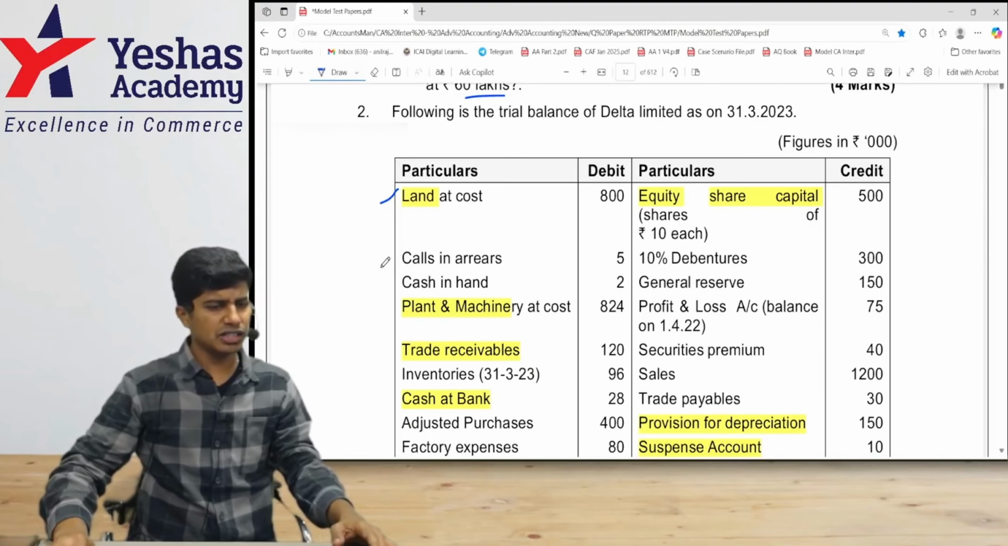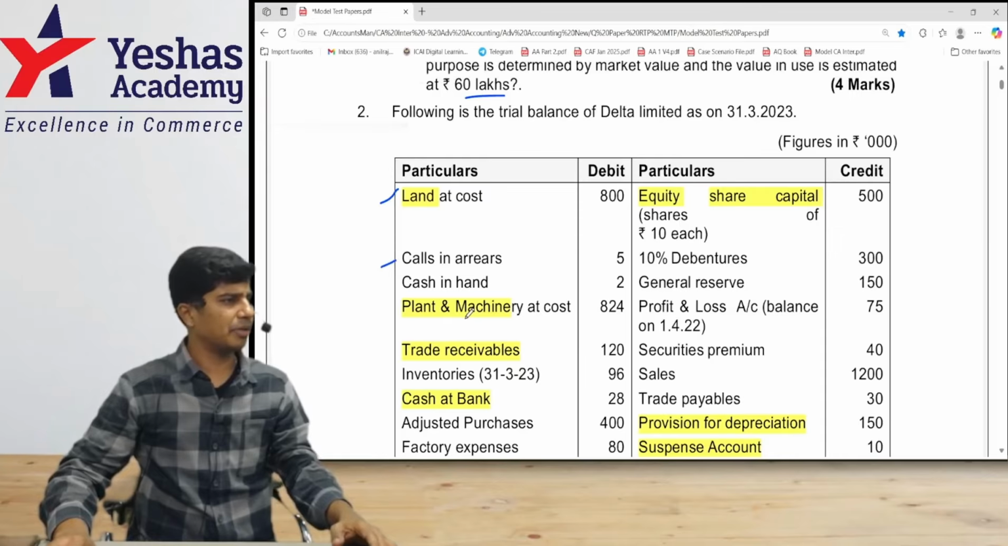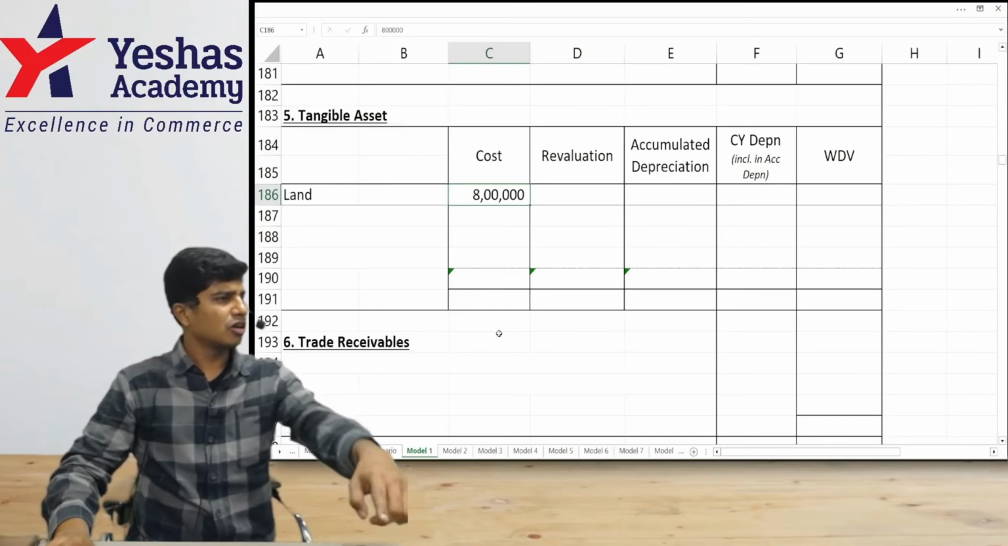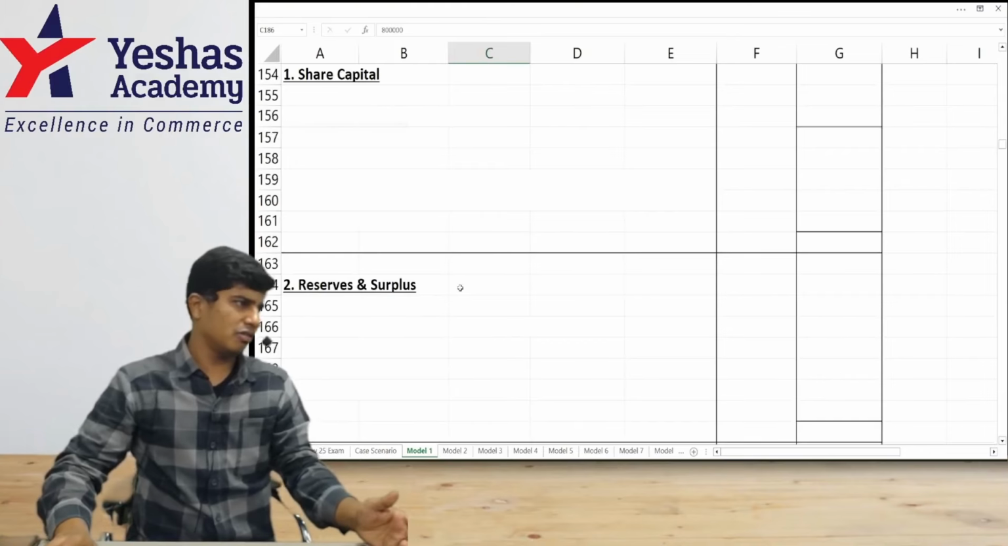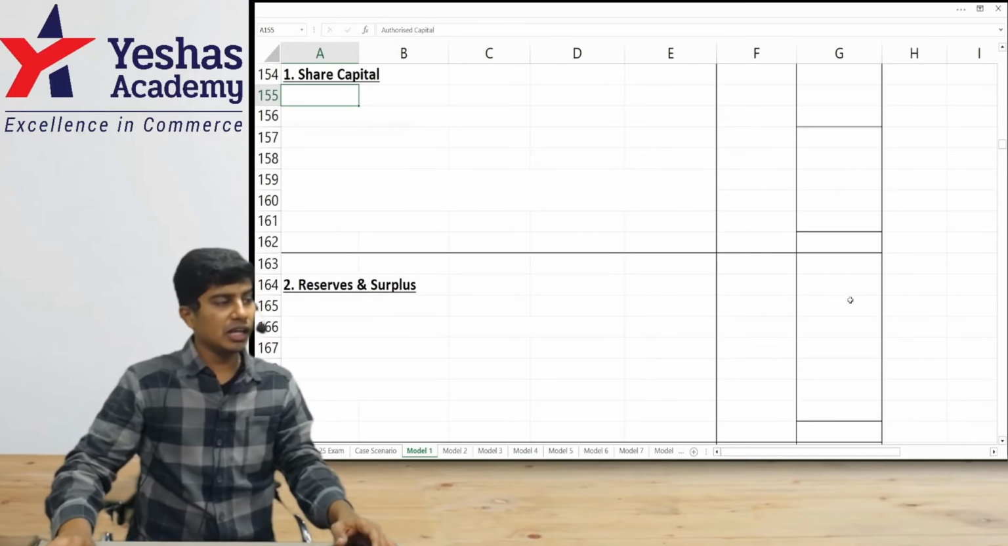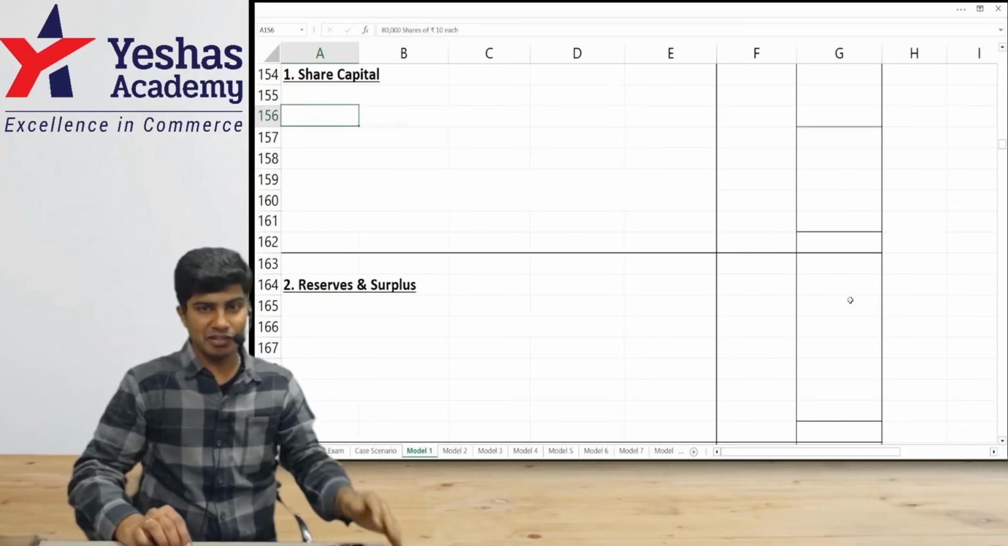What to do with call scenarios? Call scenarios have to be reduced in share capital. This is page number 4, no? You come to page number 3, note number 1. Obviously, note number 1 will be share capital. Here, I'll leave little space for authorized capital. We know that it is there.